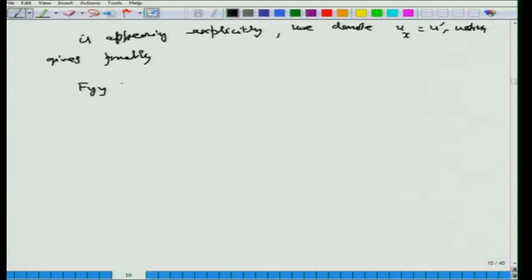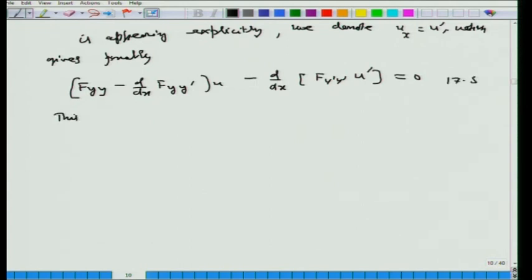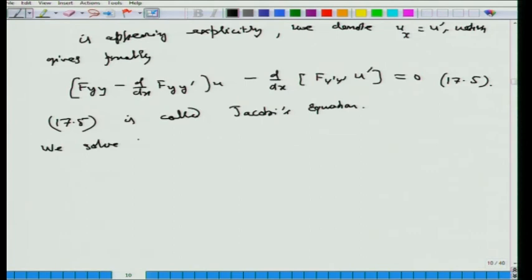f_yy minus d by dx of f_yy' times u, minus d by dx of f_y'y' times u prime. So, this is called the Jacobi equation. This is 17.5, called Jacobi's equation, and we solve this. This is a second order equation in u, we solve this 17.5 for u.